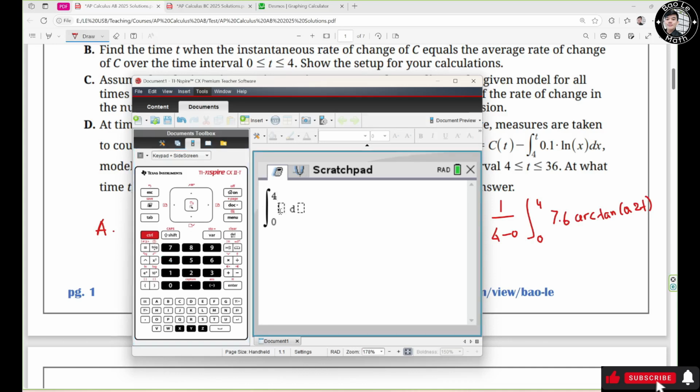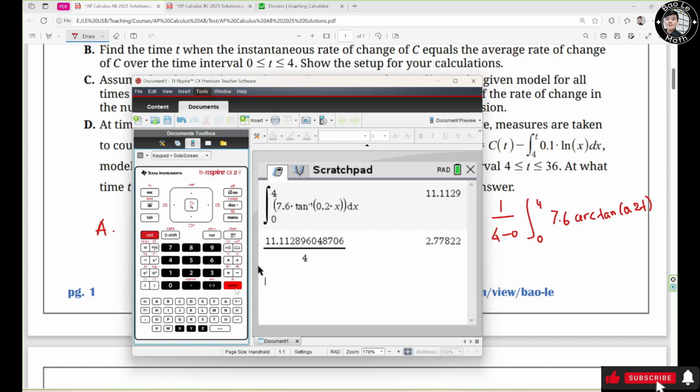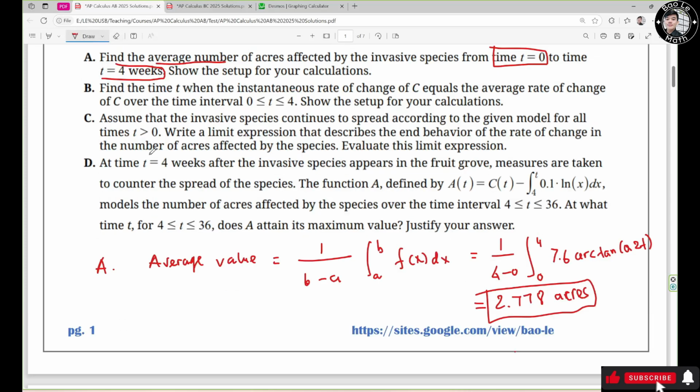And you hit enter. The answer is 11.1129. Now you need to divide by 4. Hit enter. It's going to be 2.778. Now question B. Find the time t when the instantaneous rate of change of C equals the average rate of change of C over the time interval 0 to 4.